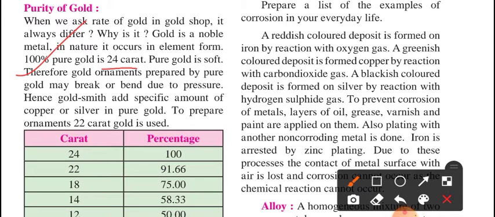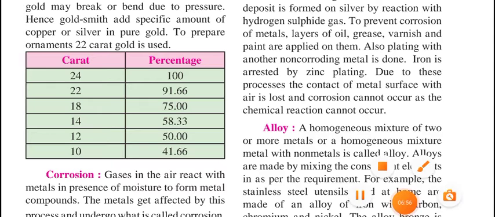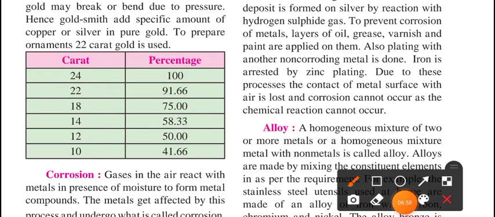Pure gold is soft. Therefore, gold ornaments prepared from pure gold may break or bend due to pressure. Hence, the goldsmith adds a specific amount of copper or silver in pure gold to prepare ornaments, and then it gets converted into 22 carat gold. So all the ornaments our mothers use at home are of 22 carat. Obviously it is not pure gold.